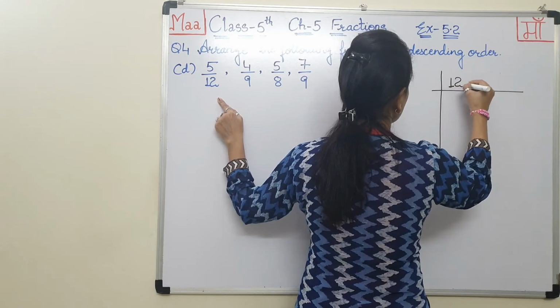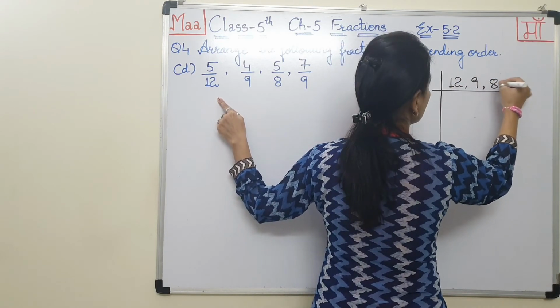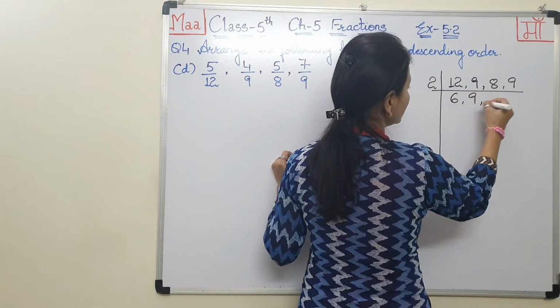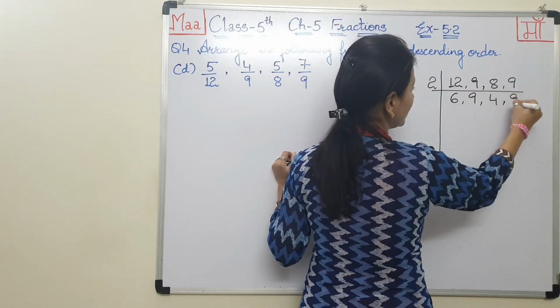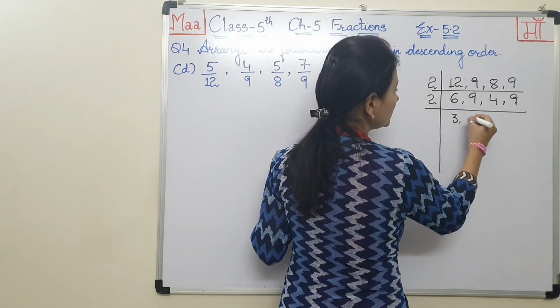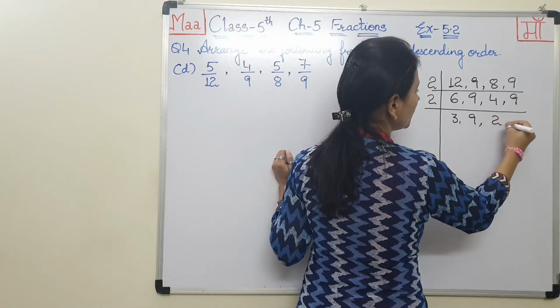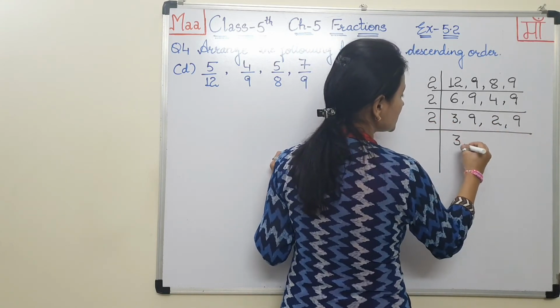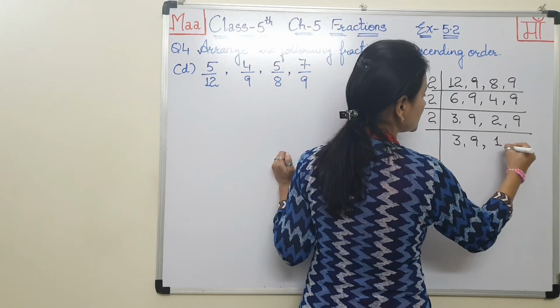So 12, 9, 8, 9. By the table of 2, 2 6s are 12, 9 as it is, 2 4s are 8 and again 9 as it is. Again by the table of 2, so 2 3s are 6, 9 as it is, 2 2s are 4 and 9 as it is. By the table of 2 again, 3 as it is, 9 as it is, 2 1s are 2 and 9 as it is.